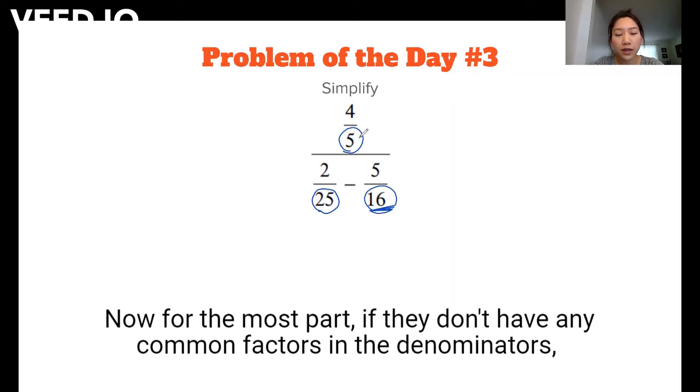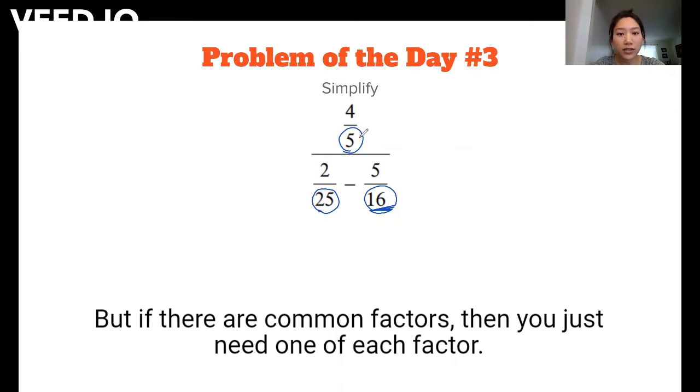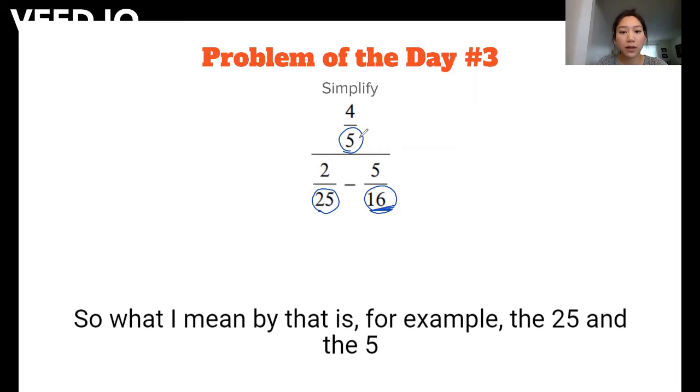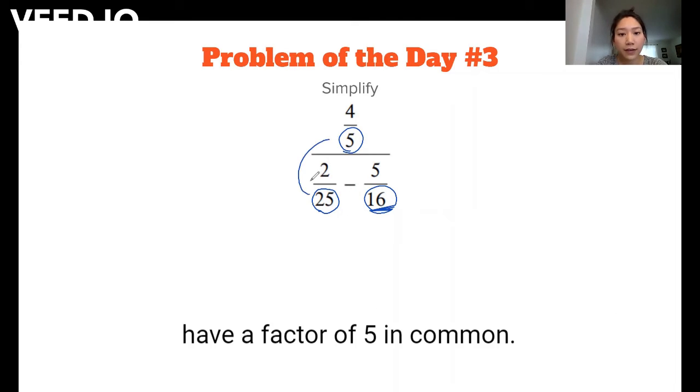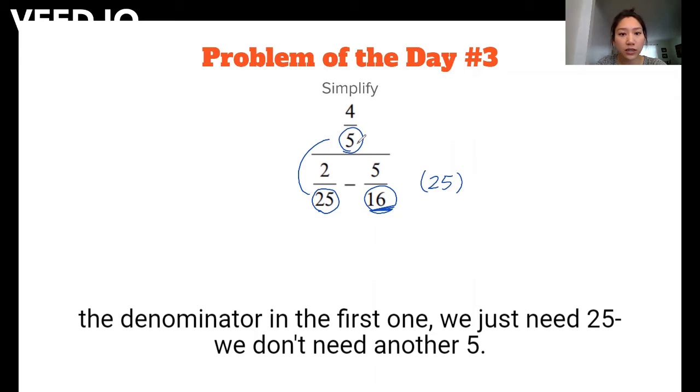Now, for the most part, if they don't have any common factors in the denominators, then you just multiply top and bottom by all the different denominators. But if there are common factors, then you just need one of each factor. So what I mean by that is, for example, the 25 and the 5 have a factor of 5 in common. So multiplying top and bottom by 25 will cover the 5 from the denominator in the first one. So we just need 25, we don't need another 5.